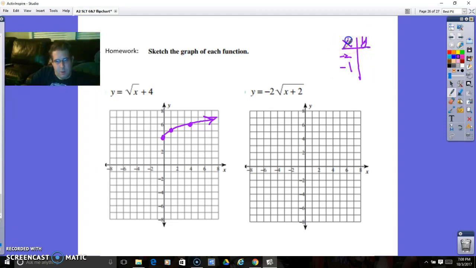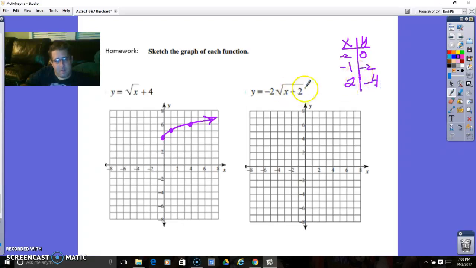So here we go. Negative 2 plus 2 is 0. Square root of 0 is 0. 0 times that is 0. Okay. Negative 1 plus 2 is 1. 1 times negative 2 is negative 2. All right, so the next one. I've done 0, I've done 1. The next one would be 4. What could I make it 4? That would be 2. 2 plus 2 is 4. Square root of 4 is 2. 2 times negative 2 is negative 4.